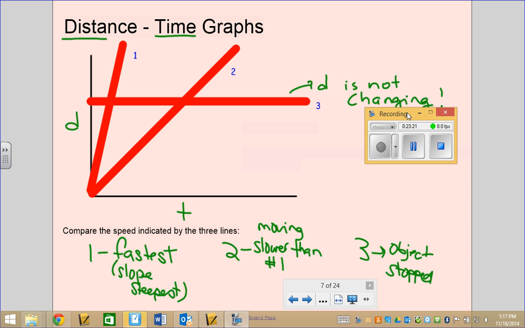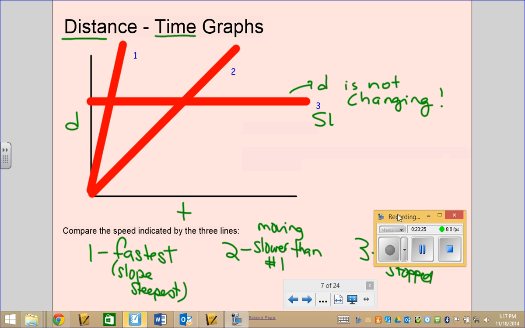Now, when you see a line that is horizontal like this, I would like for you to know that the slope is 0. If the line is flat, totally horizontal, the slope is 0.